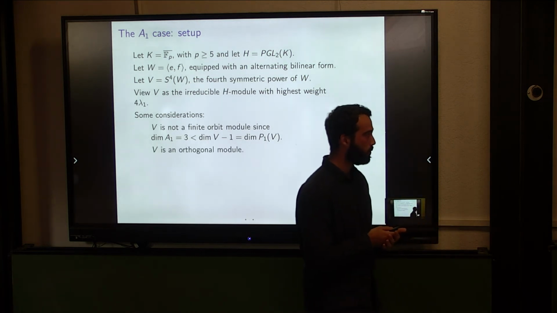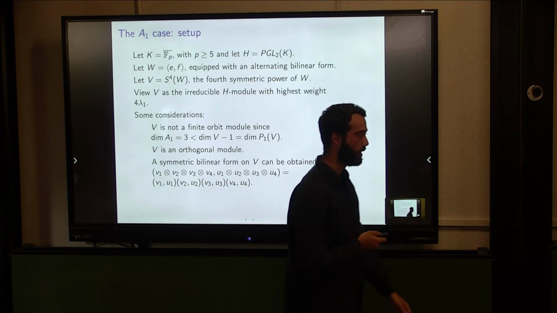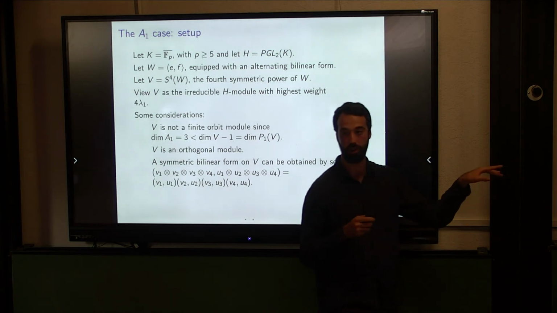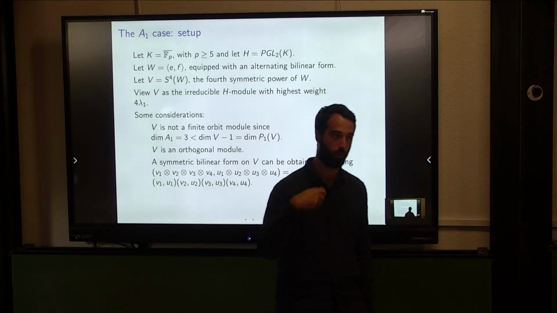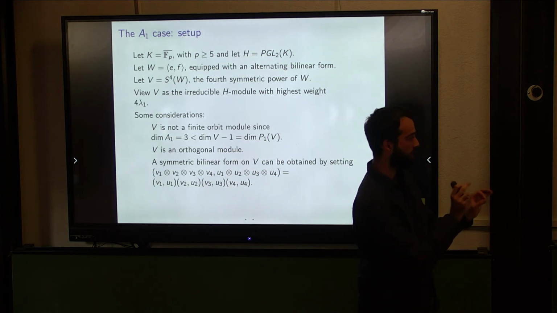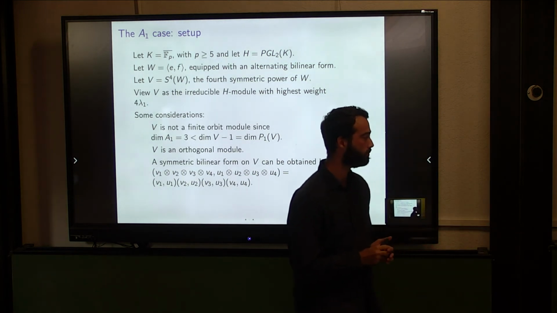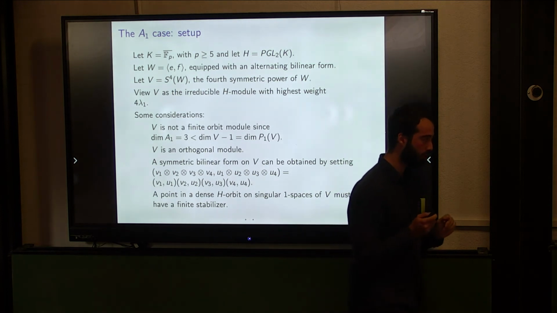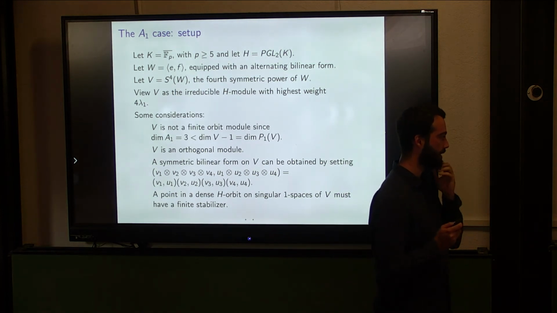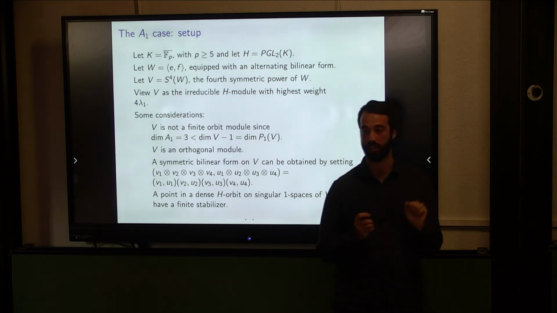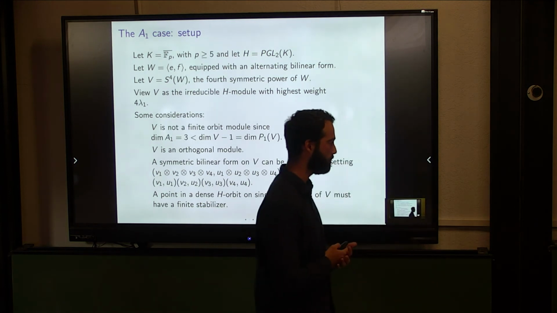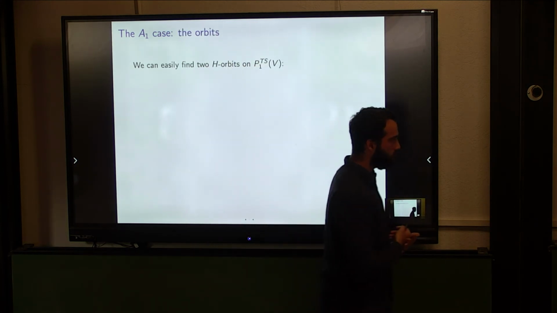It's an orthogonal module. I can give you the symmetric bilinear form that's fixed by H. You can just inherit this from the 4th tensor power, taking the individual forms and multiplying them together. And because of these dimension considerations, a point in a dense H-orbit must have a finite stabilizer. The dimension of the variety is 3, the dimension of the group is 3, so we need a finite stabilizer.